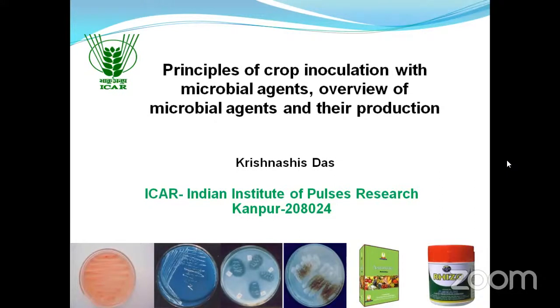Today we will be talking about three small topics: the principles of crop inoculation with microbial agents, then a brief overview of the microbial agents which are being used in agriculture nowadays, and their production constraints and problems associated with their production. So let's start.